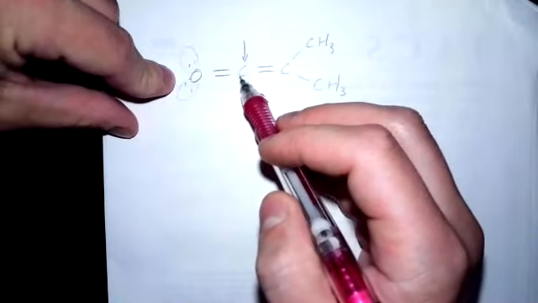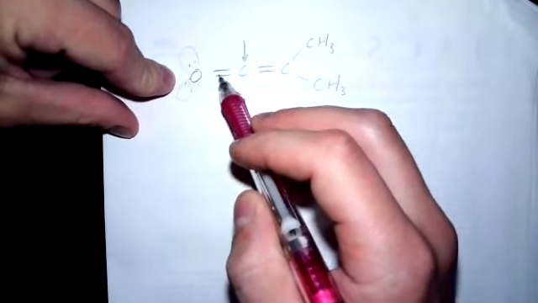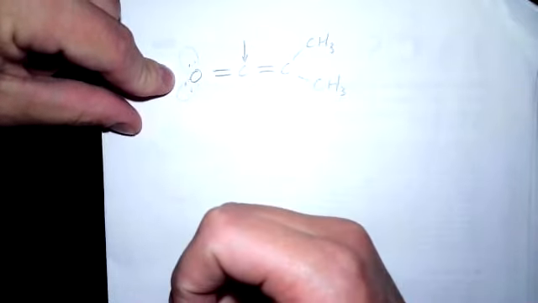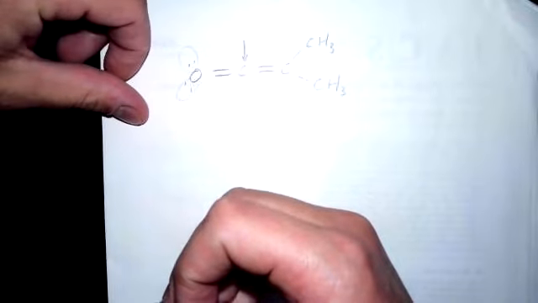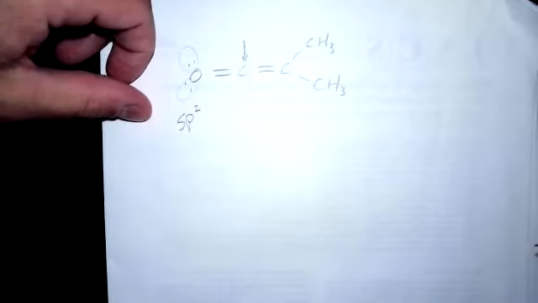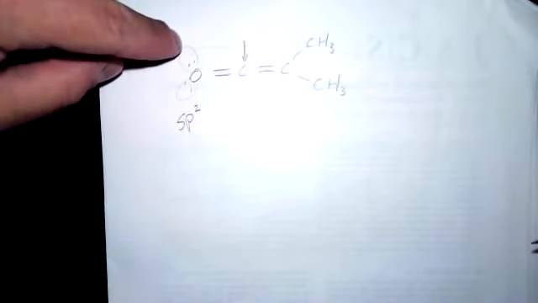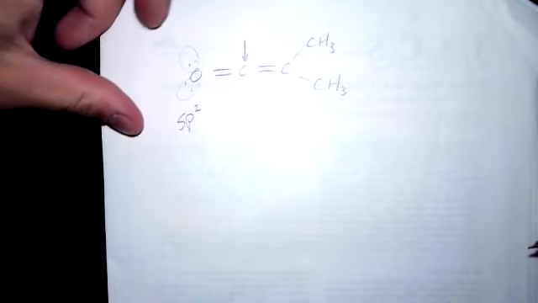The oxygen, okay, it's got a double bond to carbon. So 1, 2, 3 groups arranged around it. It's trigonal planar. That would be sp2. Okay, because it needs an orbital for each of the lone pairs, and then an orbital for the sigma bond with the carbon. Then it leaves one p orbital for the pi bond with the carbon.